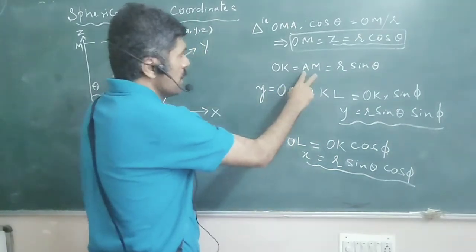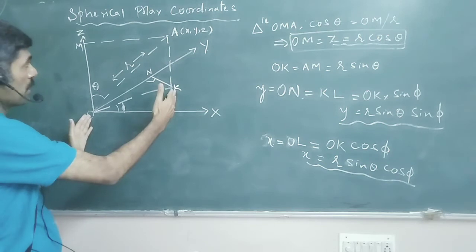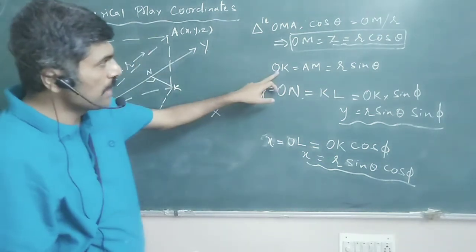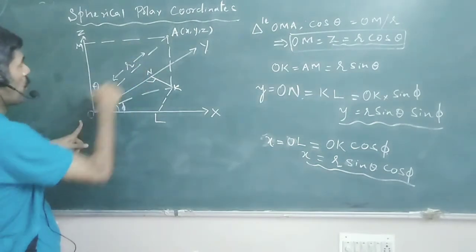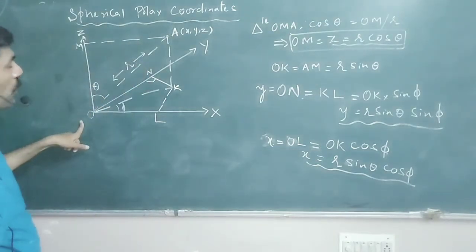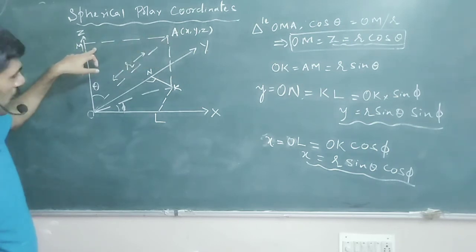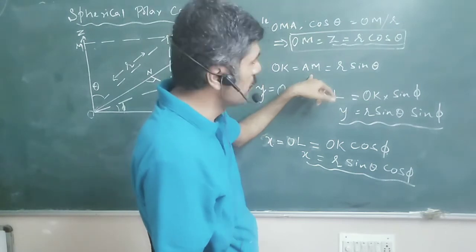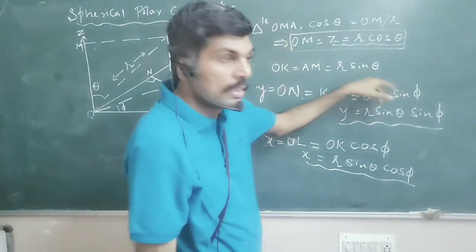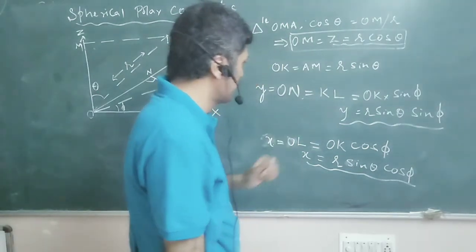Then we will see that AM and OK in the three-dimensional picture are actually the same. So OK is equal to AM, but by definition, again considering the same triangle OMA, what is AM? AM is equal to r sin theta. So therefore, OK becomes equal to AM, which is equal to r sin theta. This relationship will help us in deriving y and x.